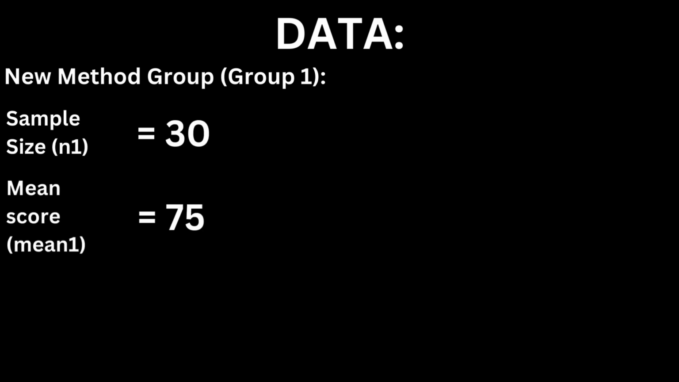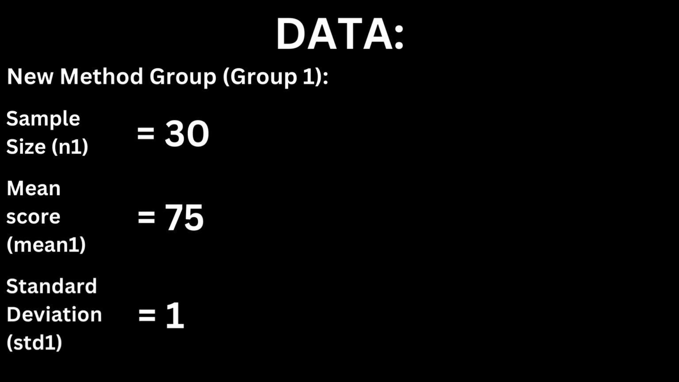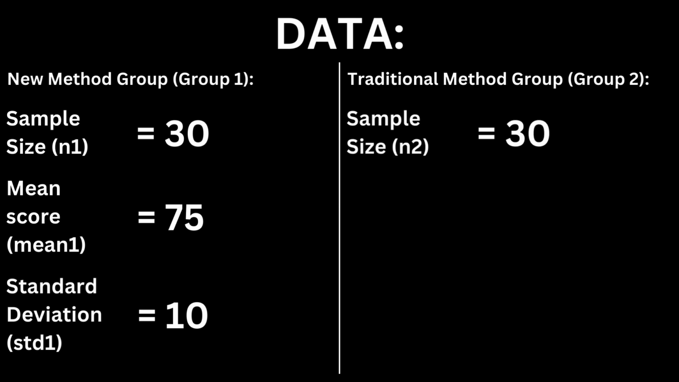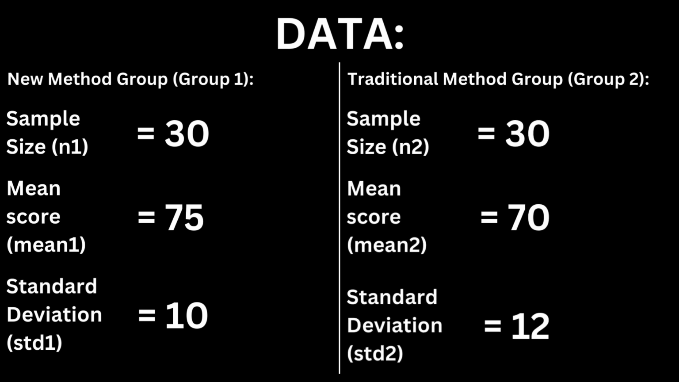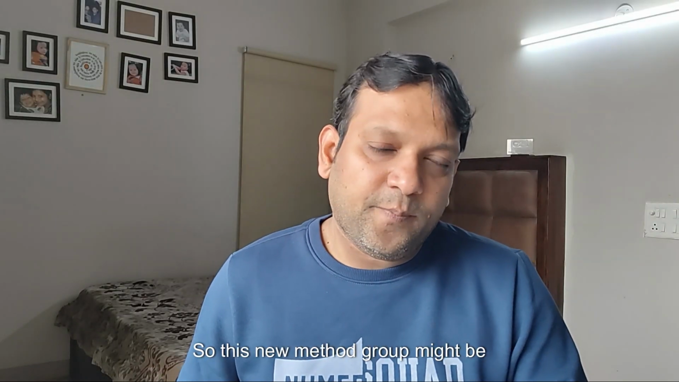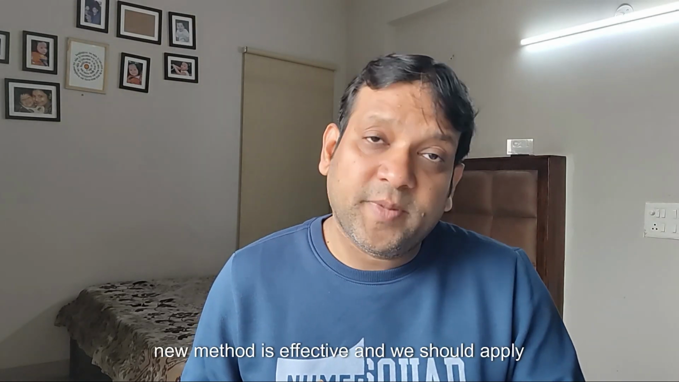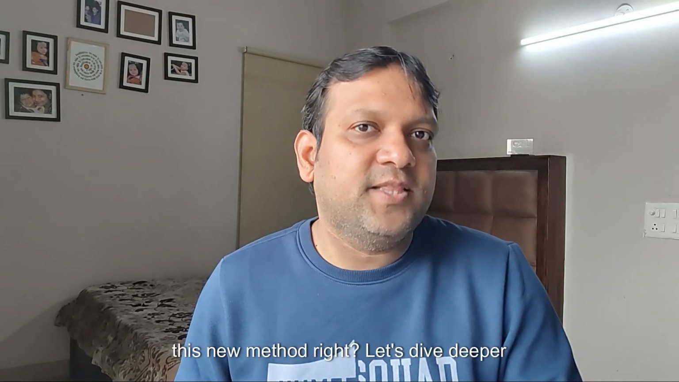The new method, group 1: the sample size, meaning the number of students in the class, is 30. The mean score in the mathematics test is 75 and the standard deviation is 10. The traditional method, group 2: the sample size is 30 different students, whose mean score in mathematics is 70 and standard deviation is 12. So the new method group might be performing better. But how can you say for sure that this new method is effective and we should apply it? Let's delve deeper into the calculations.